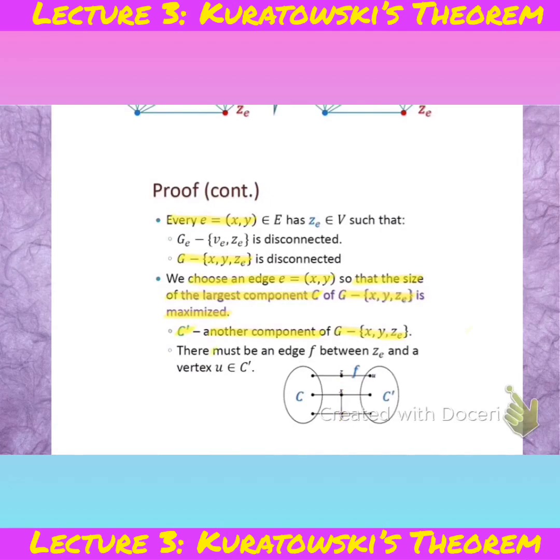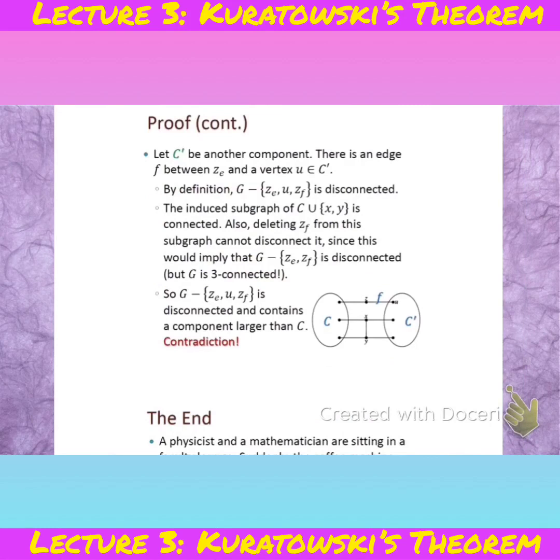Right, now also just note that there must be an edge F between Z_E and a vertex U in C prime. So there must be that edge there. If there is no such edge, that's going to be a contradiction, because then I can delete these two vertices here and the graph G is going to be disconnected. So it's going to contradict the fact that G is 3-connected. All right, so let's continue.